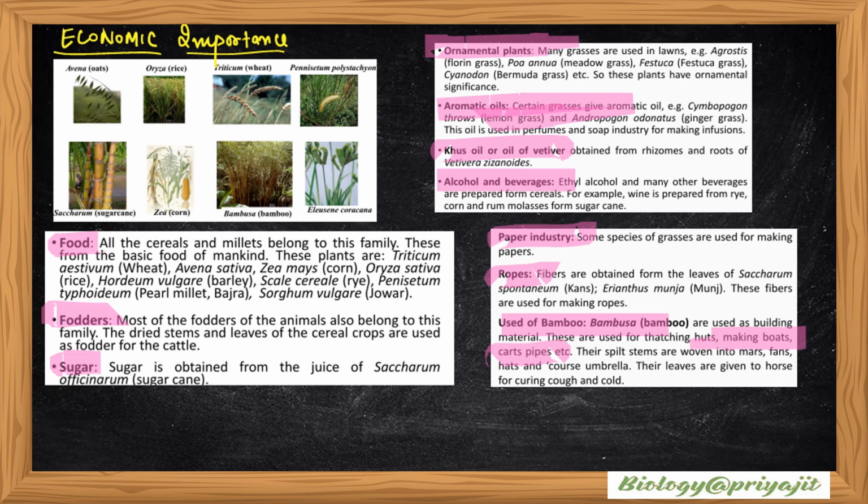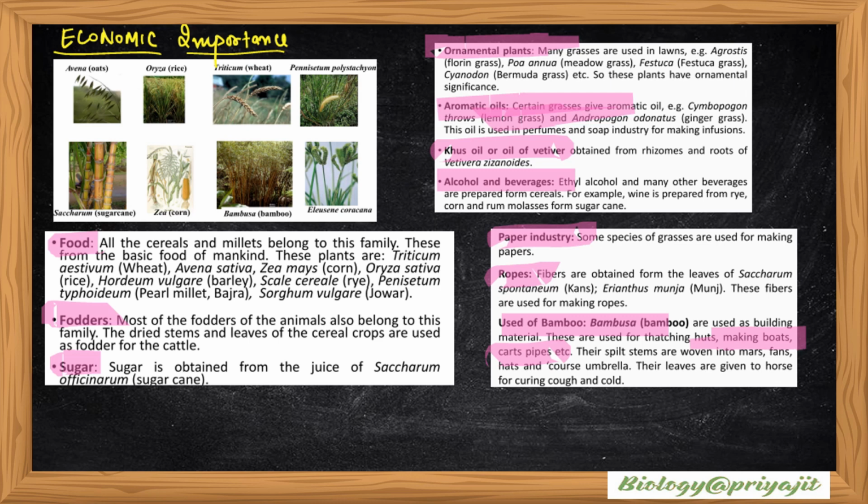These plants are Triticum aestivum, Avena sativa, Zea mays, Oryza sativa, Hordeum, Secale cereale, Pennisetum, Sorghum vulgare, Jowar, etc. Fodders. Most of the fodders of the animals also belong to this family. The dried stems and leaves of the cereal crops are used as fodder for the cattle.